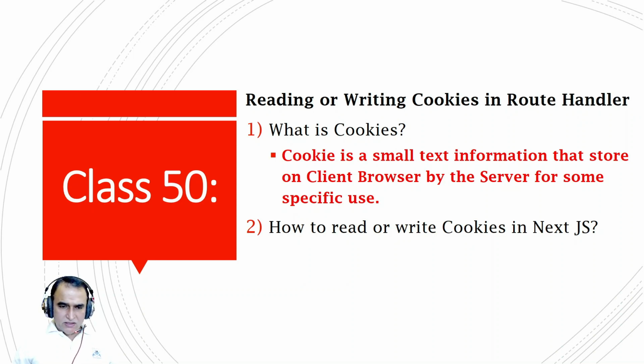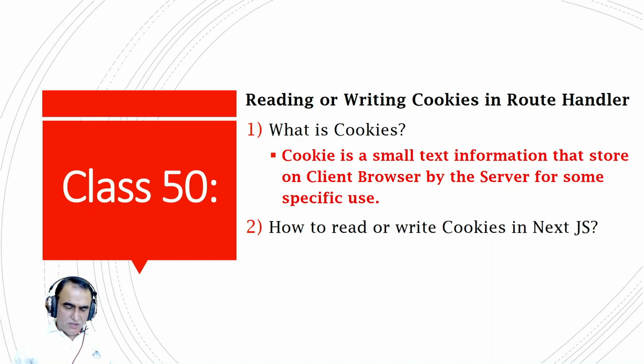Cookies are small text information that is stored on the client browser by the server for some specific use. Remember that a cookie is small text information stored by a server on the client browser. Each and every cookie has some special purpose, for example authentication, URL identification, and session management. There are so many uses in which we can use cookies.